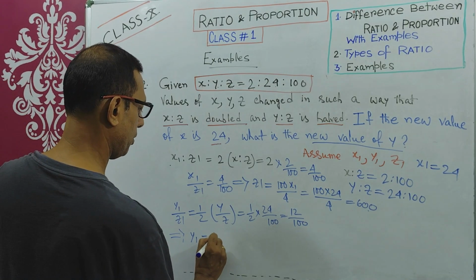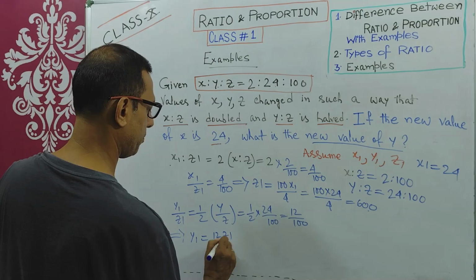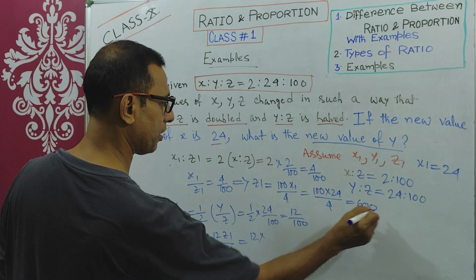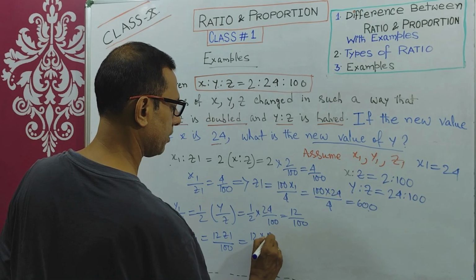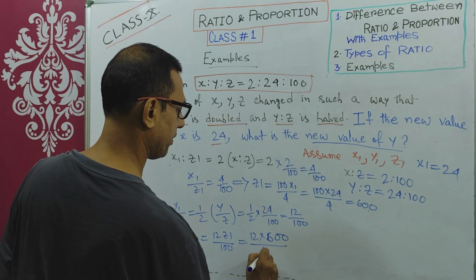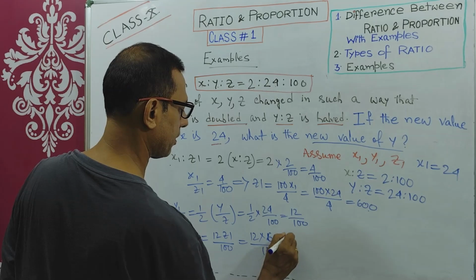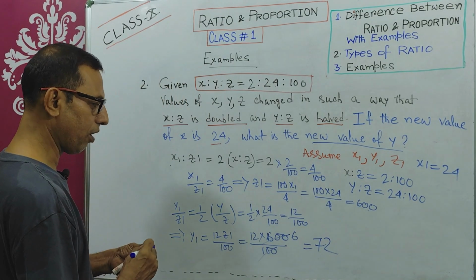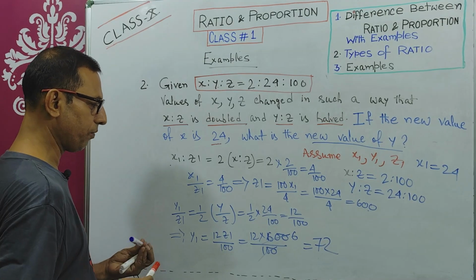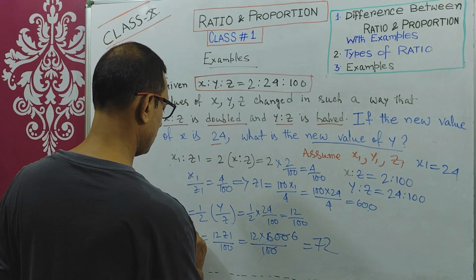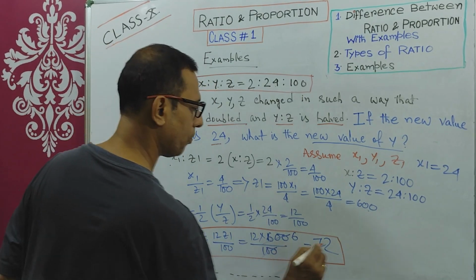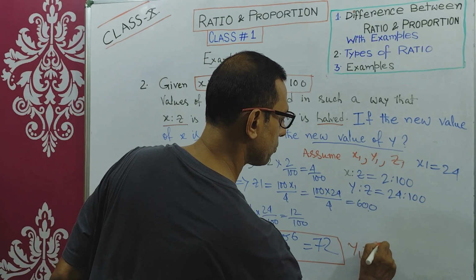So how much is y1? y1 equals to 12 into z1 by 100. That means 12 into z1 is 600, 600 by 100. So 600 by 100 is 6, that is 72. So new value of y is 72. This is what the new value of y is. That is equals to 72. y1 equals to 72.